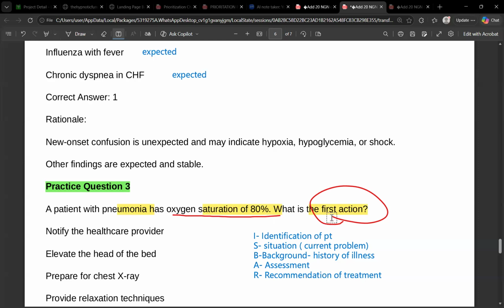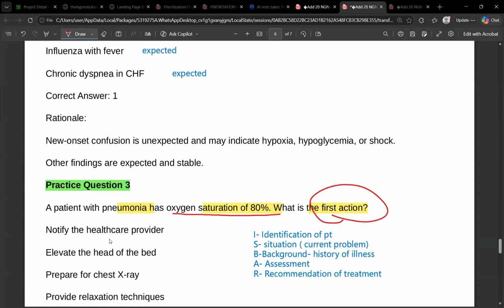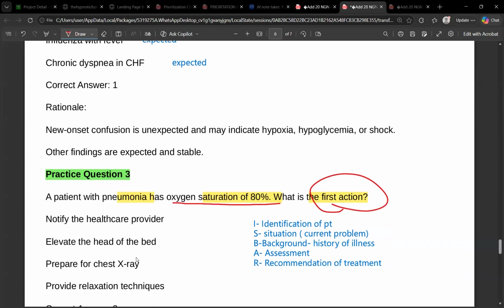So what is the question here? What is the correct or first immediate action? Notify the healthcare provider, elevate the head of the bed, prepare for the chest x-ray, provide a relaxation technique. What will be your first action? First, we have to notify the healthcare provider, right now.